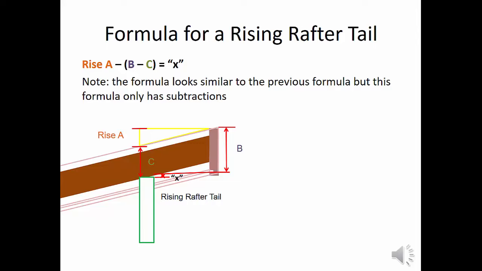So the formula for rising rafter tail is rise A minus bracket B minus C close bracket, and that'll give you the eave drop off for the fascia position for a rafter tail that rises away from the frame. So note there are some similarities with the formula, but where the previous formula had an addition, this has a subtraction.